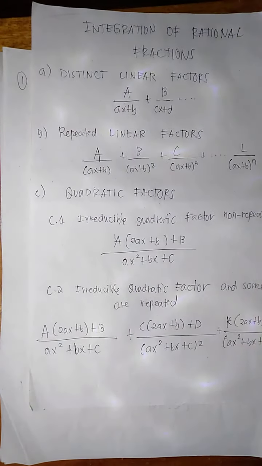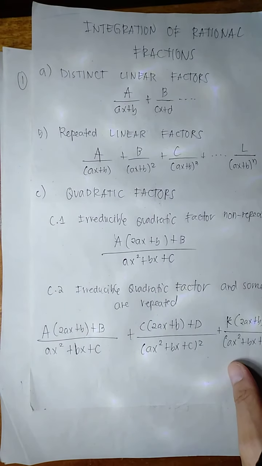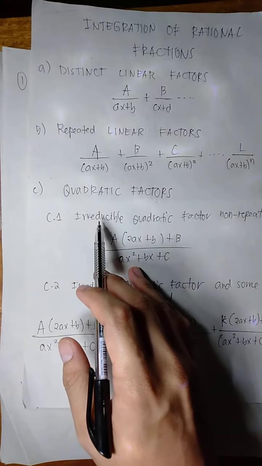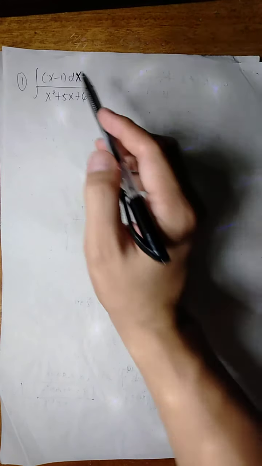So if we notice, we're going to check the denominator. It's a quadratic, right? x squared plus 5x plus 6. So we immediately think it will fall in this category. But we're going to notice, the case would be for an irreducible quadratic, which means you can't factor or simplify it. But if we check, the denominator is factorable, right? You can break it down into 2 factors.